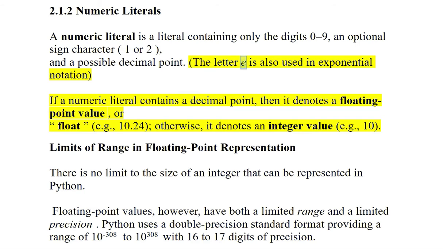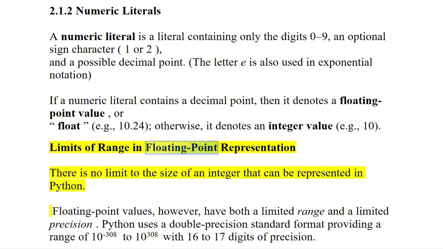The letter E is also used in exponential notation. If a numeric literal contains a decimal point, then it denotes a floating point value, or float. Example: 10.24. Otherwise, it denotes an integer value. Example: 10.